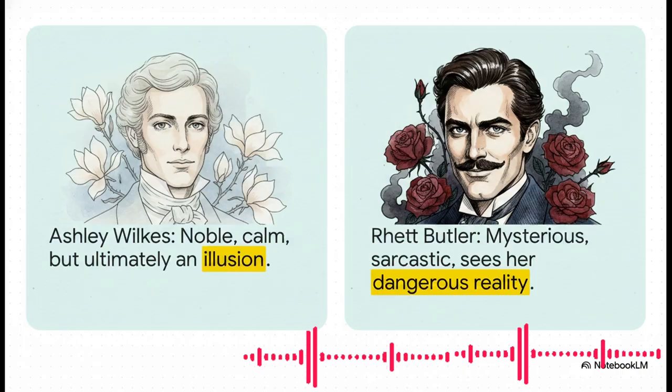And then you have Rhett Butler. He is this mysterious, sarcastic, super confident outsider. Rhett is actually the only person who witnesses Scarlett getting rejected by Ashley. And instead of being repelled by her behavior, he's fascinated. Rhett sees her exactly for what she is: selfish, passionate, dangerous. And he loves her for it. This fatal flaw, chasing an illusion while completely ignoring reality, sets the stage for the entire story.